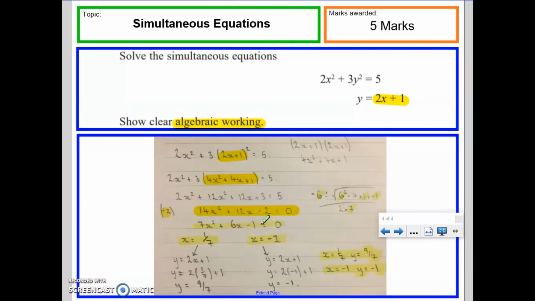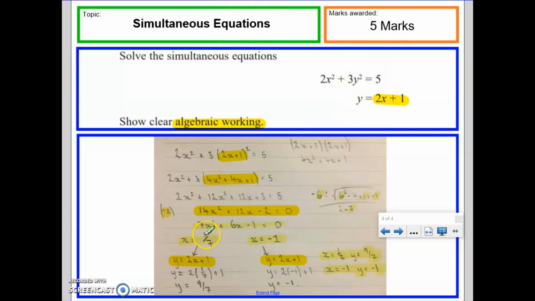At this point, you could have factorized and solved, but I've gone ahead and put those values into the quadratic formula, which gives me my 2 solutions for x, x being 1/7 or x being -1. So now I have my 2 x possibilities, but I need to find the possibilities of y. So I need to take the equation y equals 2x plus 1. I've chosen that one because it's the easiest of the 2 equations.